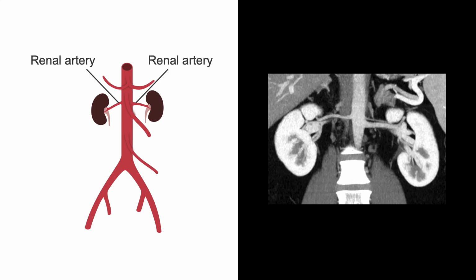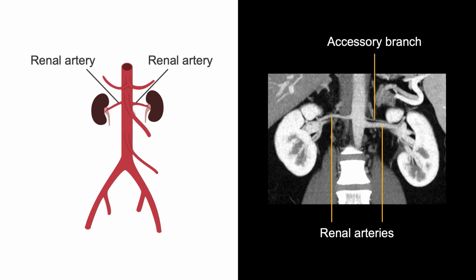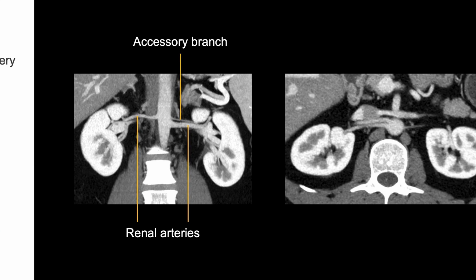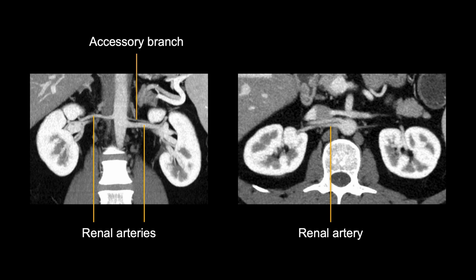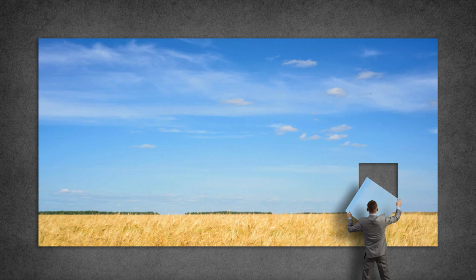The renal arteries are the next major branch to evaluate. In this coronal image, we can see the right and left renal arteries, as well as a smaller accessory branch on the left. Accessory renal artery branches are common and can be seen on both sides in this case. This axial image allows you to see both the renal artery and an accessory branch on the right side, helping us complete the picture of the arterial anatomy.